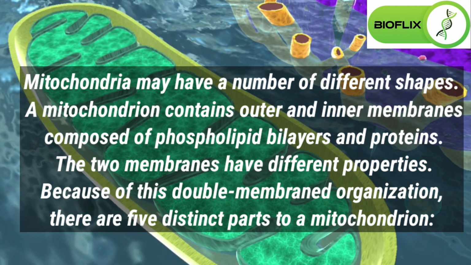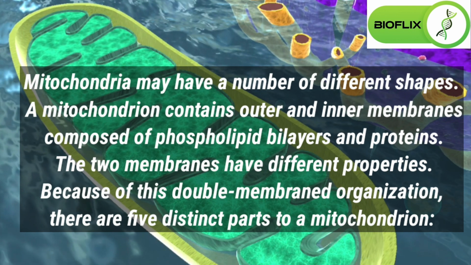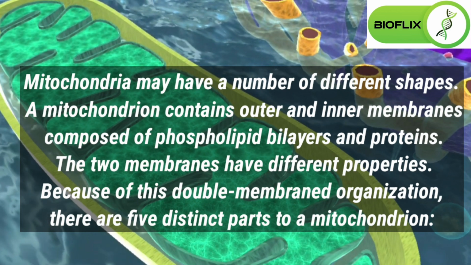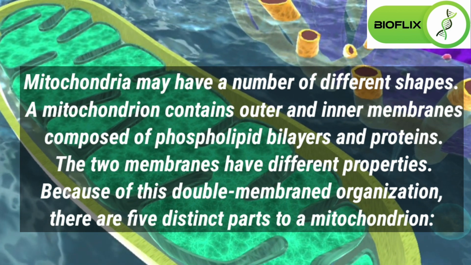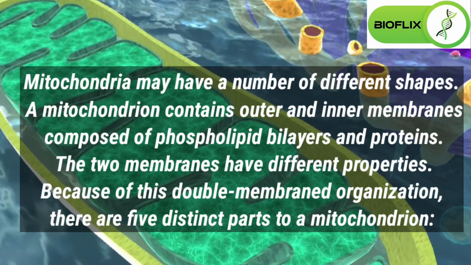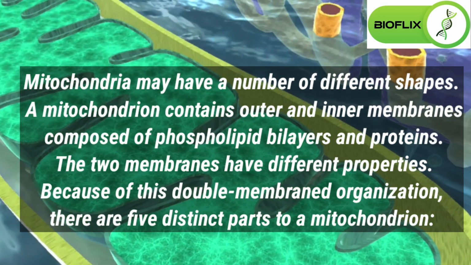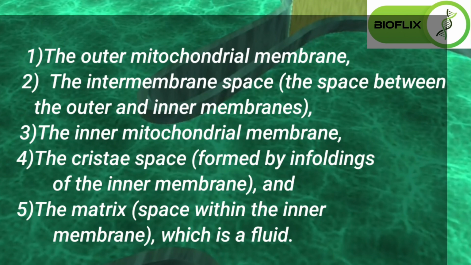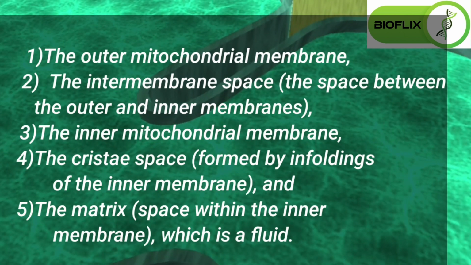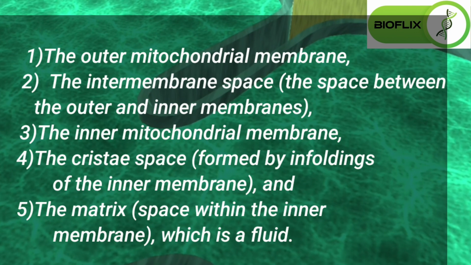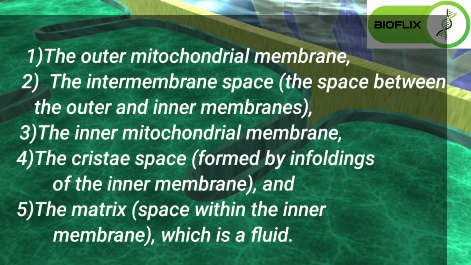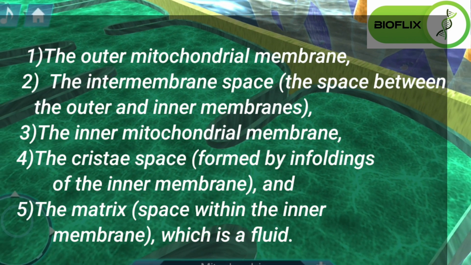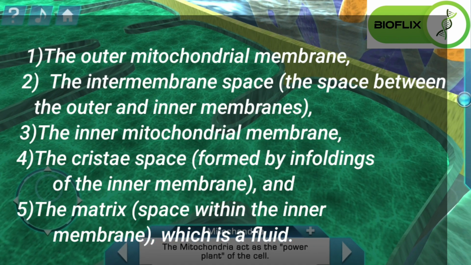A mitochondrion contains outer and inner membranes composed of phospholipid bilayers and proteins. The two membranes have different properties. Because of this double-membraned organization, there are 5 distinct parts to a mitochondrion. The outer mitochondrial membrane. The intermembrane space, the space between the outer and inner membranes. The inner mitochondrial membrane. The cristae space formed by infoldings of the inner membrane, and the matrix space within the inner membrane, which is a fluid.